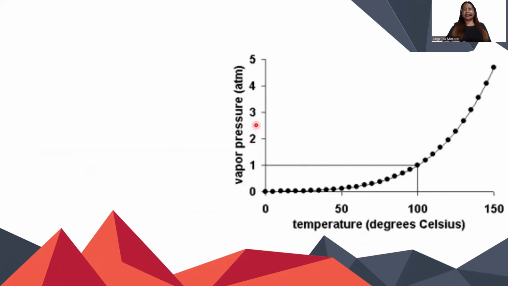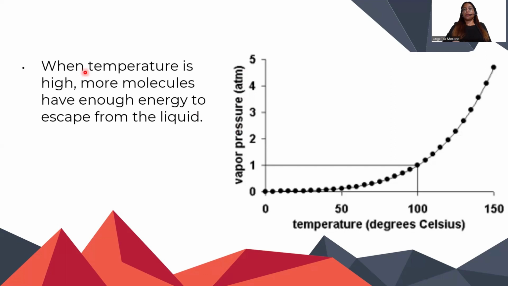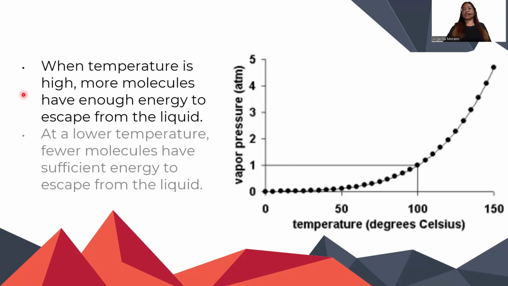So ang atong vapor pressure is measured through ATM or atmosphere, ang iyang unit. When temperature is high, more molecules have enough energy to escape from the liquid. So the lower the temperature, mas gamay nga molecules have sufficient energy to escape from the liquid. So no need na nga taas ang iyang pressure.